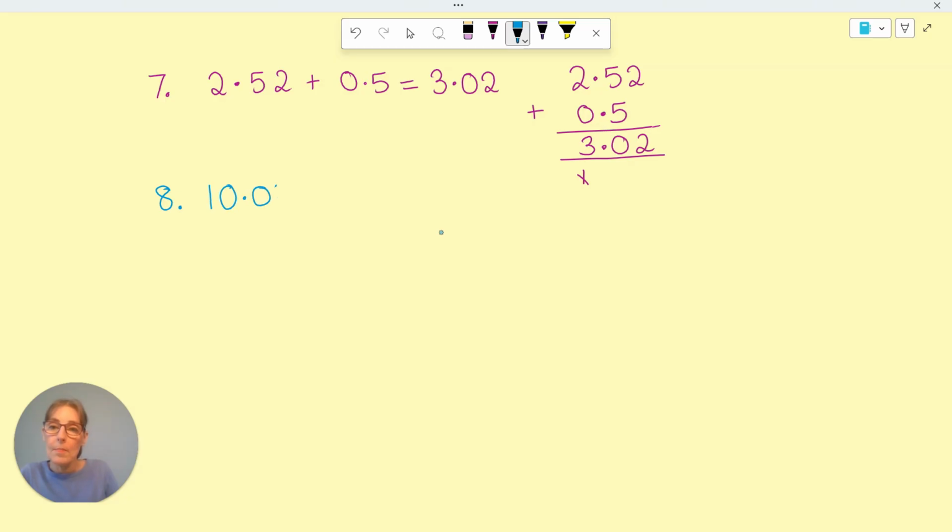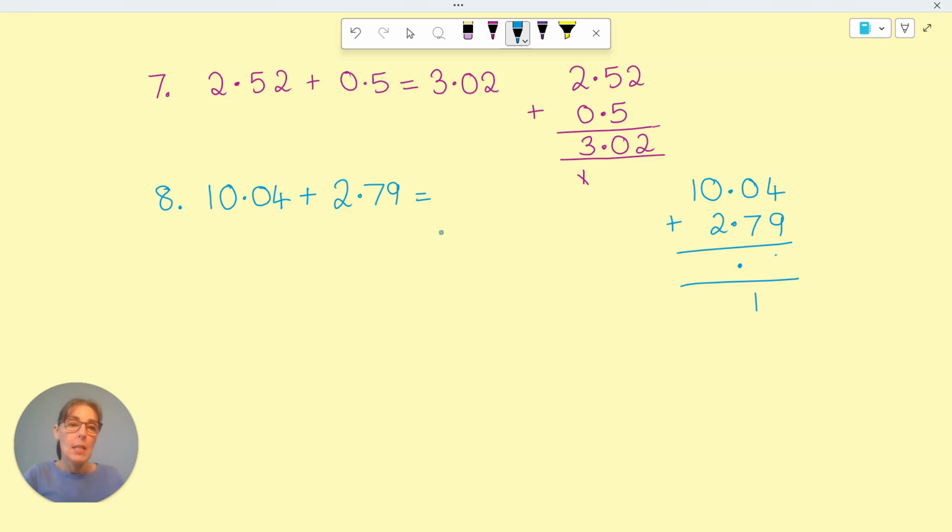Because there's more numbers involved, I'm going to check. 10.04, 2.79, 12, 13, 7 add 1 is 8, 0 plus 2 is 2, and 1. So I think we have 12.83, yes. Okay.